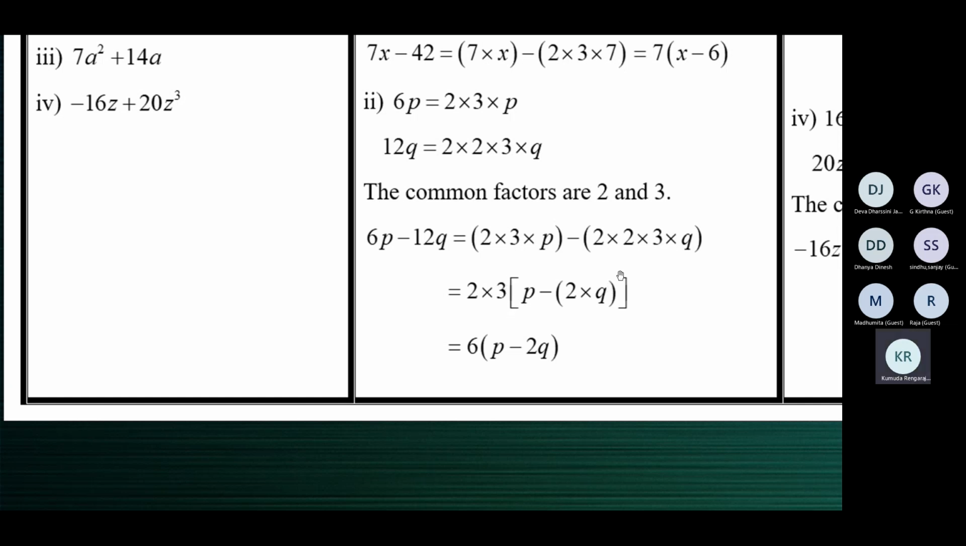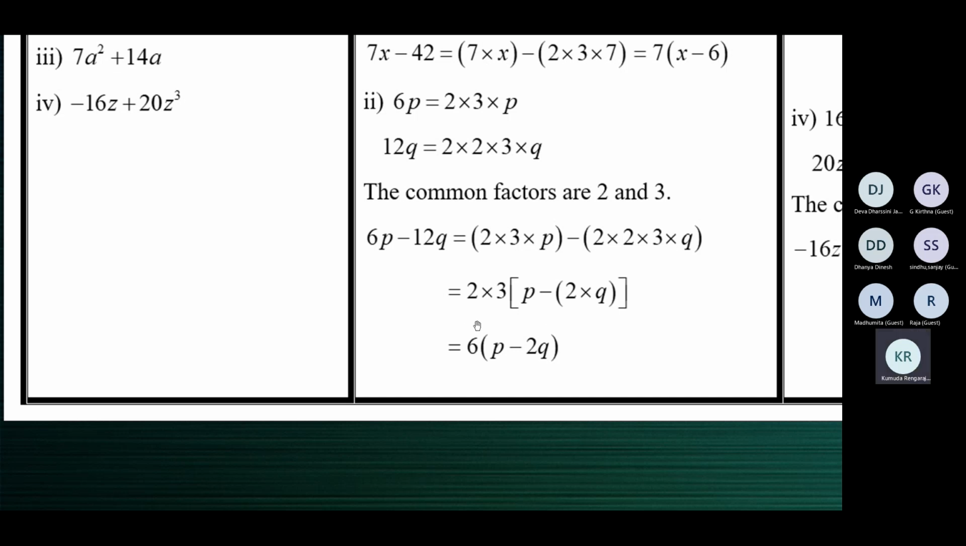Write 2 into 3 outside. Open a bracket. 2 into 3 is written outside here. What remains? P. Write that. Minus sign. 2 and 3 is outside here, so the remaining terms are 2 and q. 2 into q is 2q, and 2 into 3 is 6. So it is 6 into p minus 2q.